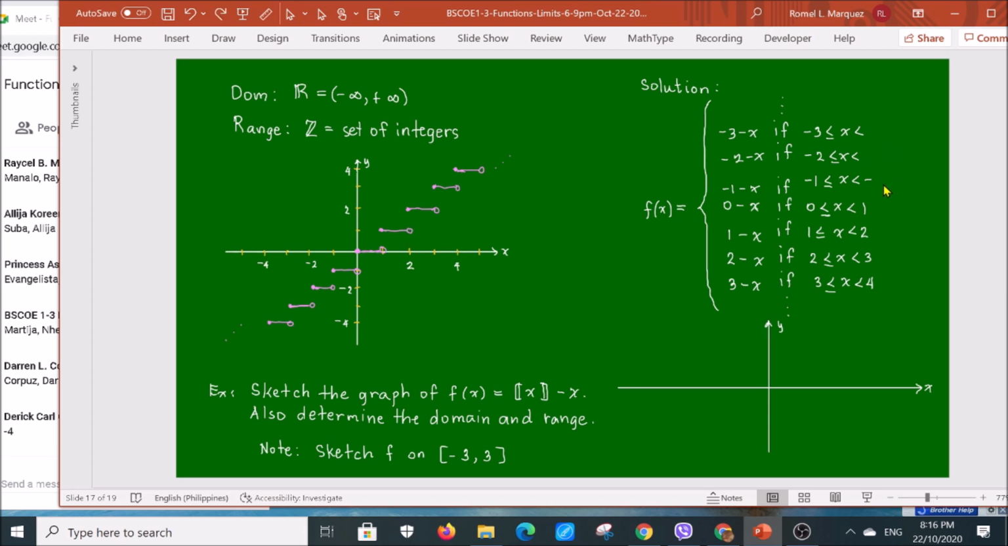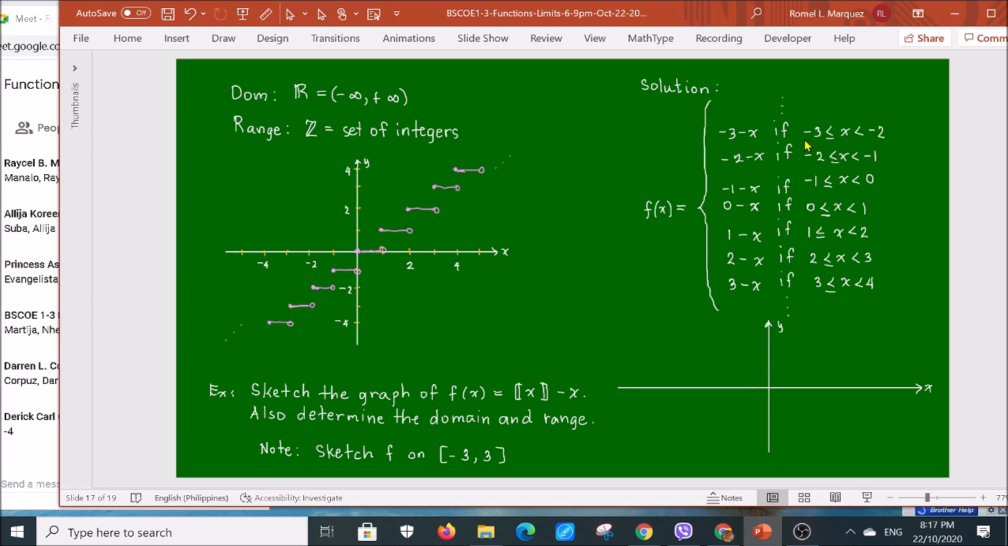Paano ba? 0 to... This is negative 1 to 0. 4, 3, 2, 1, 0, negative 1, negative 2. Okay. So, yan. Mali yung interval ko. Siyempre, dapat mas malaki yung negative 3 kaysa negative 2. No? Ay, mas maliit. Dapat ang nasa right side, mas malaki.